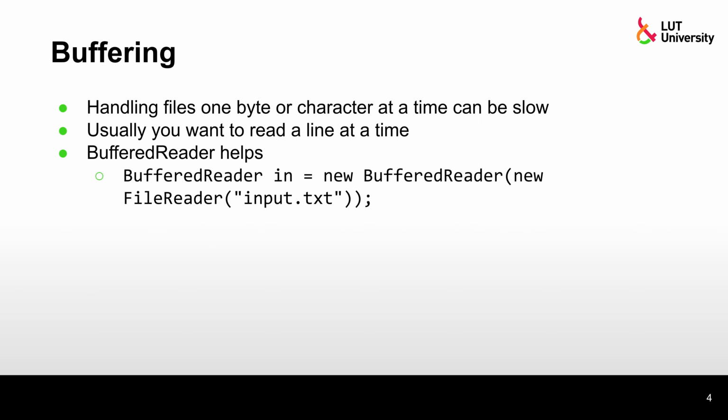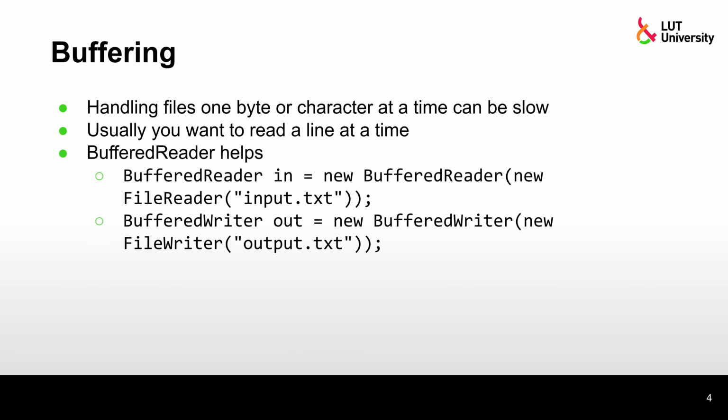We build a new BufferedReader and we give it a FileReader as a parameter. So BufferedReader uses FileReader to read a file. In this example, we have this input.txt and we are reading that file. We are building a reader in this in object. And then we can also build a BufferedWriter. Similarly, it also uses a FileWriter. And now we have this out object that we can use to write to output.txt.